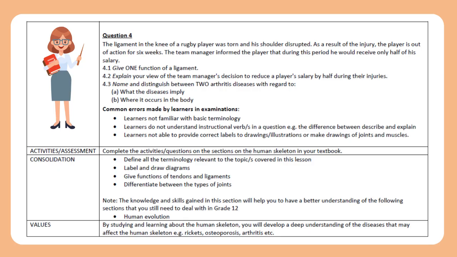Question 4. The ligament in the knee of a rugby player was torn and his shoulder disrupted. As a result of the injury, the player is out of action for 6 weeks. The team manager informed the player that during this period he would receive only half of his salary. 4.1 Give one function of a ligament. 4.2 Explain your view of the team manager's decision to reduce a player's salary by half during their injuries.